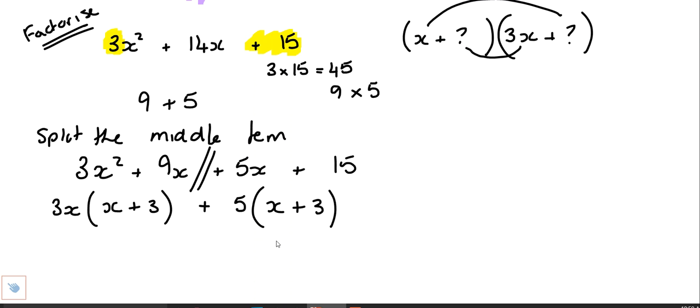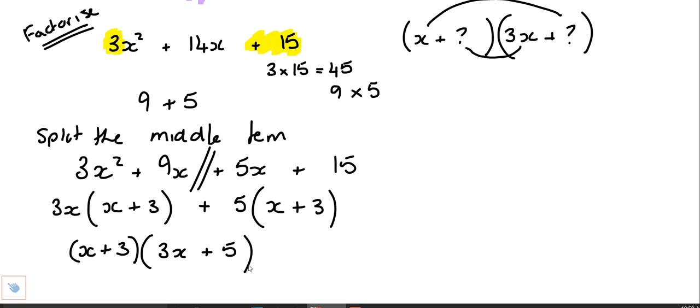Okay. Now I need to factorise a second time, and I get x plus 3, 3x plus 5. Oh yeah, 3x, that's plus, right? So you were right. Okay.